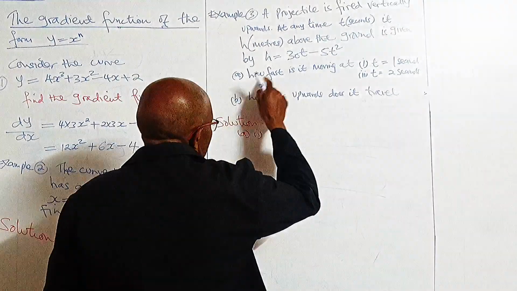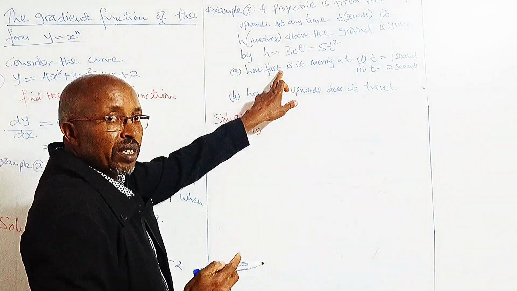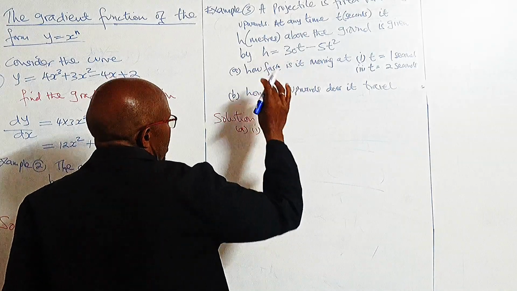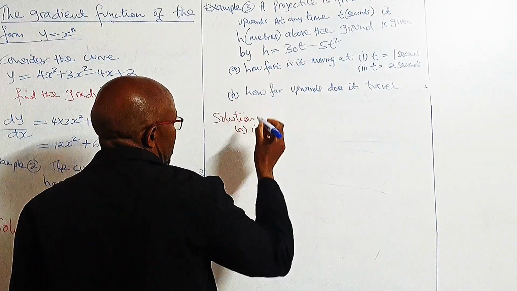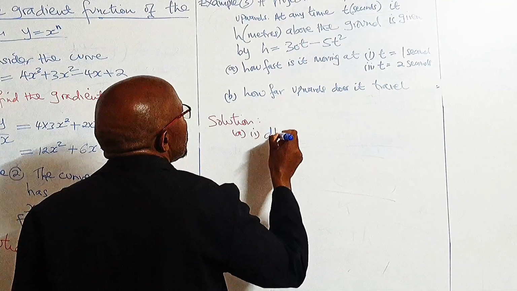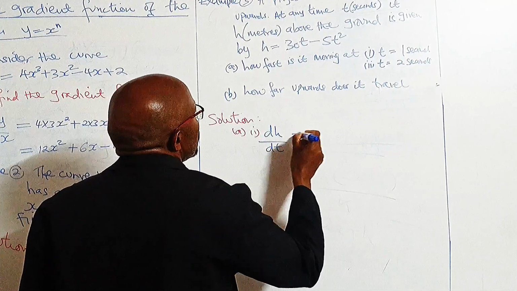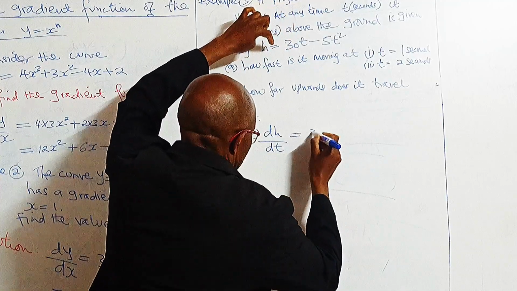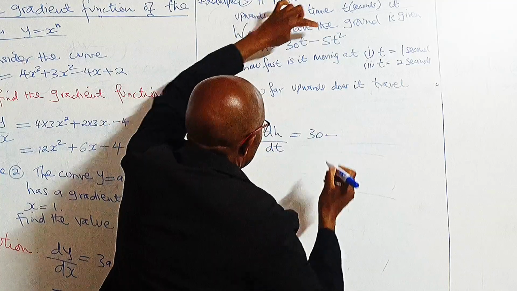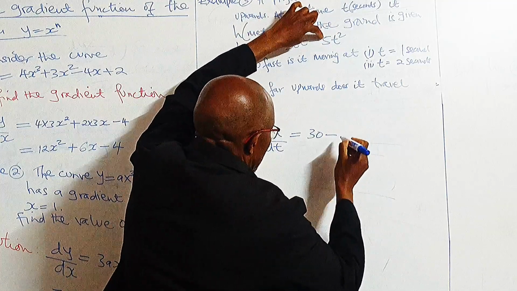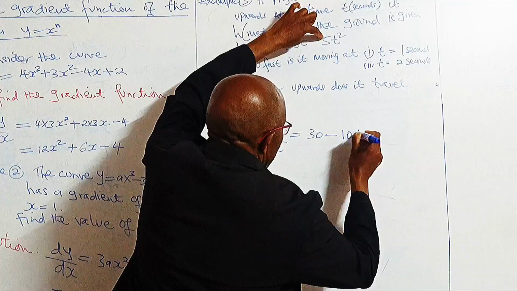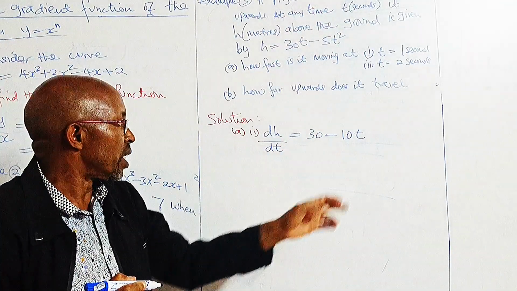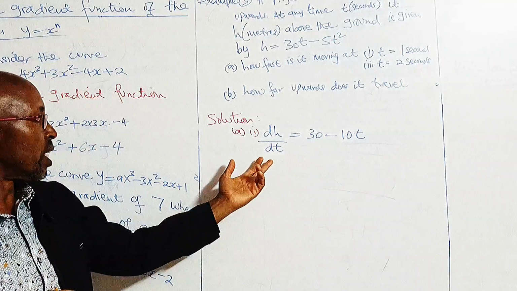We asked how fast. The word fast here means the speed, which is actually the velocity. And when you are given the distance, the velocity is change in distance over change in time, which is equal to, the power of t is 1, so that will be 30, minus, the power of t is 2, so 2 times the coefficient of t, which is 5, then we reduce the power by 1, so you have 30 minus 10t. This is now the speed.